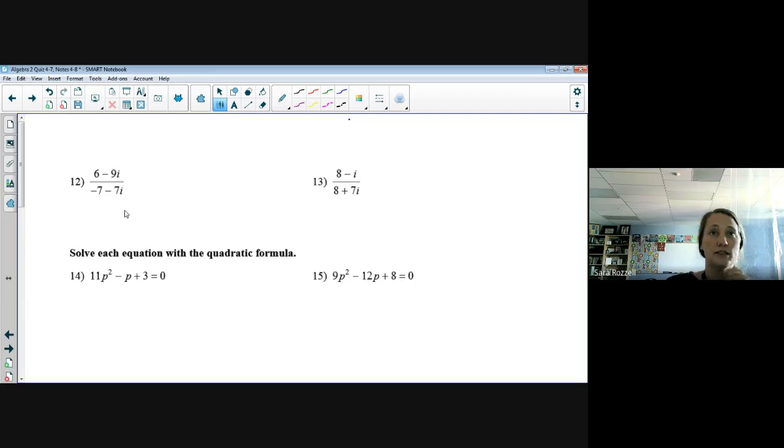So we're going to type this in the calculator, but they don't like you using the fraction bar, I'm pretty sure. So you're going to have to use a divide by sign, okay? So this is how you would do it. 6 minus 9i divided by negative 7 minus 7i. So put parentheses around the top and put parentheses around the bottom, and let's type it in and see what we get.